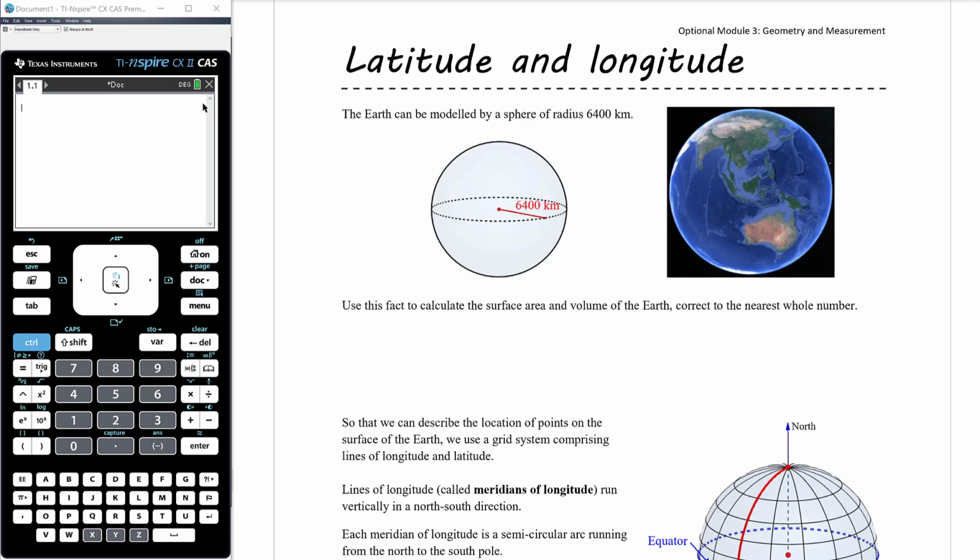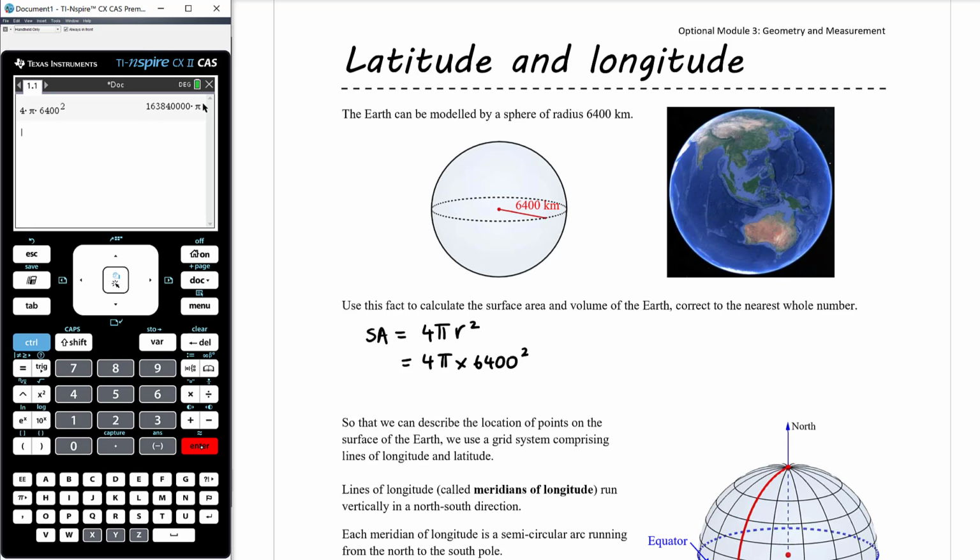So given that information, if we're modelling the Earth by a sphere with a radius of 6,400 kilometres, we want to use this fact to calculate the surface area and the volume of the Earth correct to the nearest whole number. Okay, so this is just our formulas to do with spheres. So we know that the surface area of a sphere is 4 pi r squared. So in this case that is 4 pi times 6,400 squared. Okay, so in my CAS, 4 times pi times 6,400 squared.